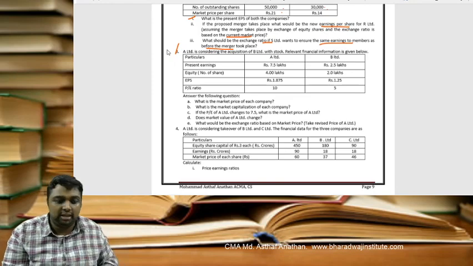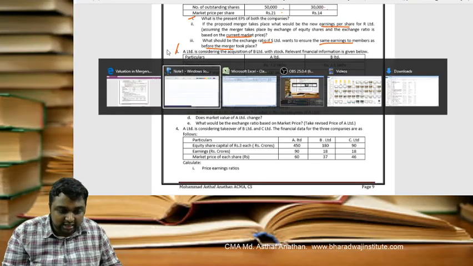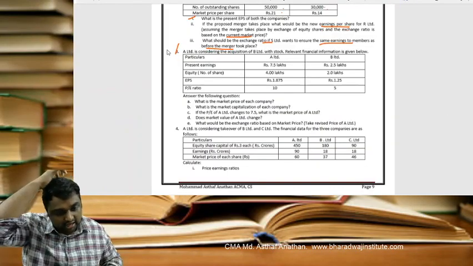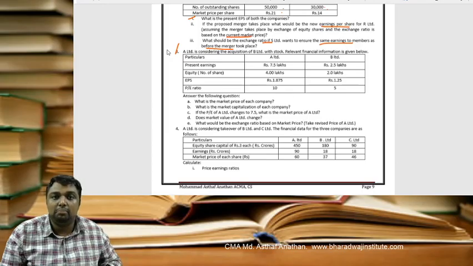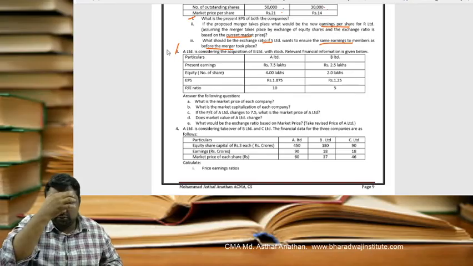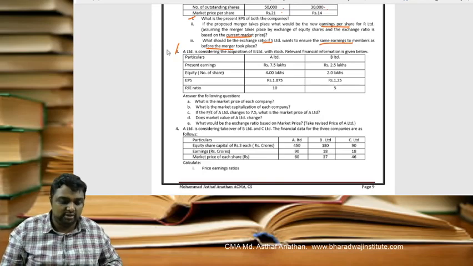Question number 3. A Limited is considering the acquisition of B Limited with stock. Relevant information is given below. A Limited is acquiring B, so A is the acquiring company and B is the target company. Present earnings, equity shares, EPS, PE, all the information is given.